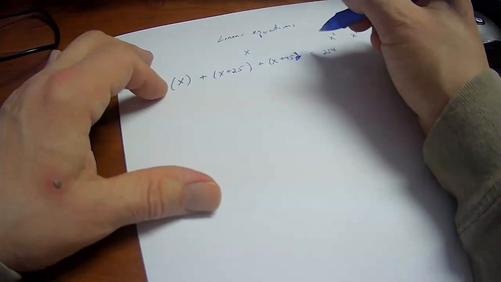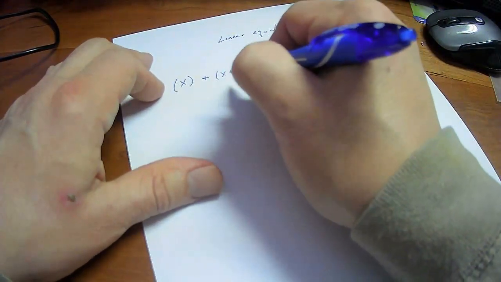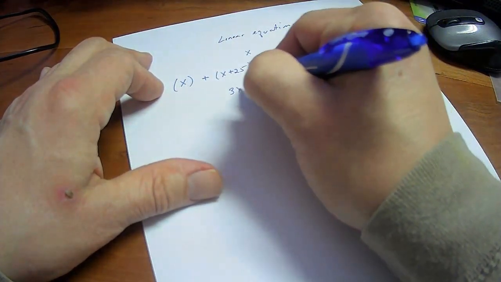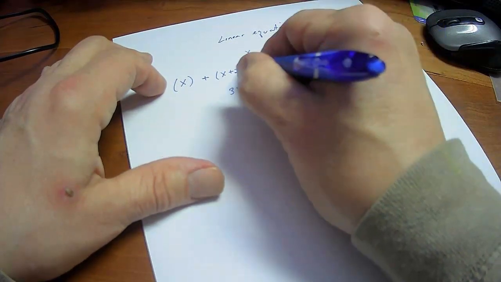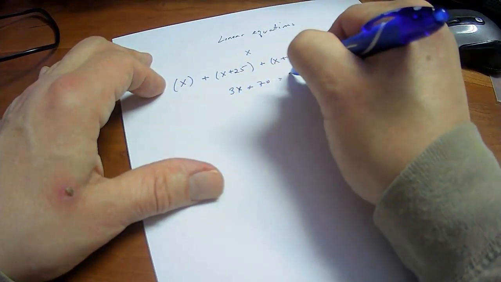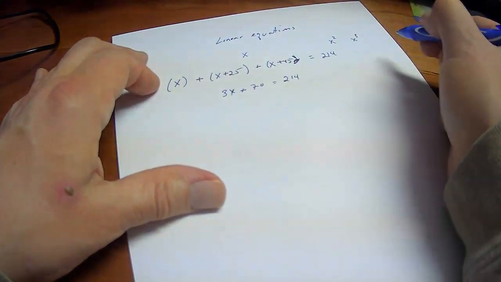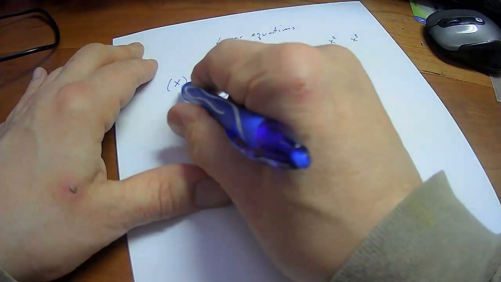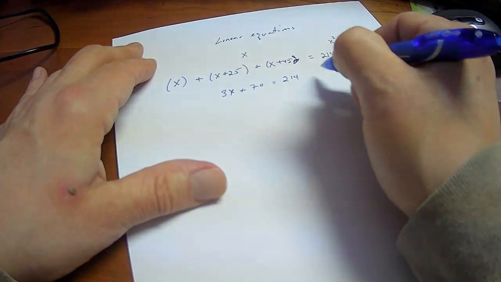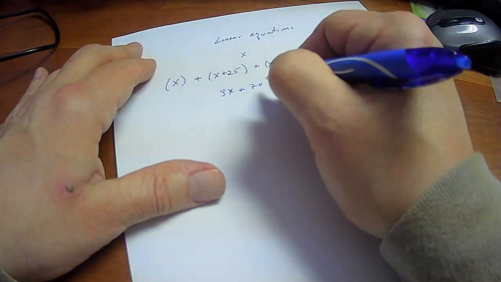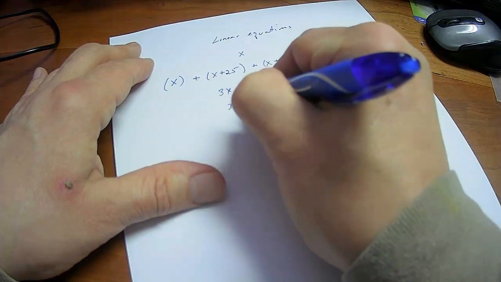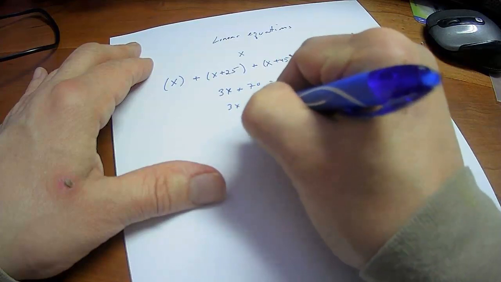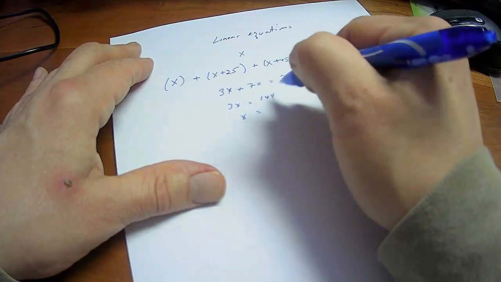So when you do this, you collect your like terms, and you've got 3x, x plus x plus x, plus 70, because 25 plus 45 is 70, and that equals 214. We're going to solve that for x. Very simple equation here, but this is how we turn the words into a mathematical sentence. We subtract 70 from both sides, and 3x is equal to 144. So x is equal to 48.